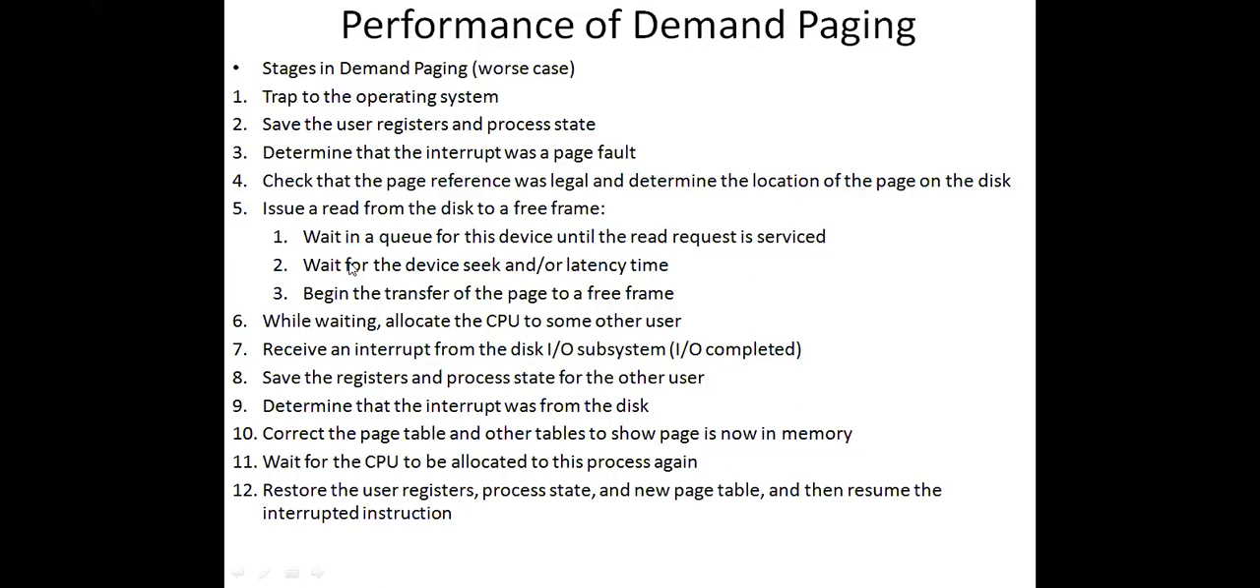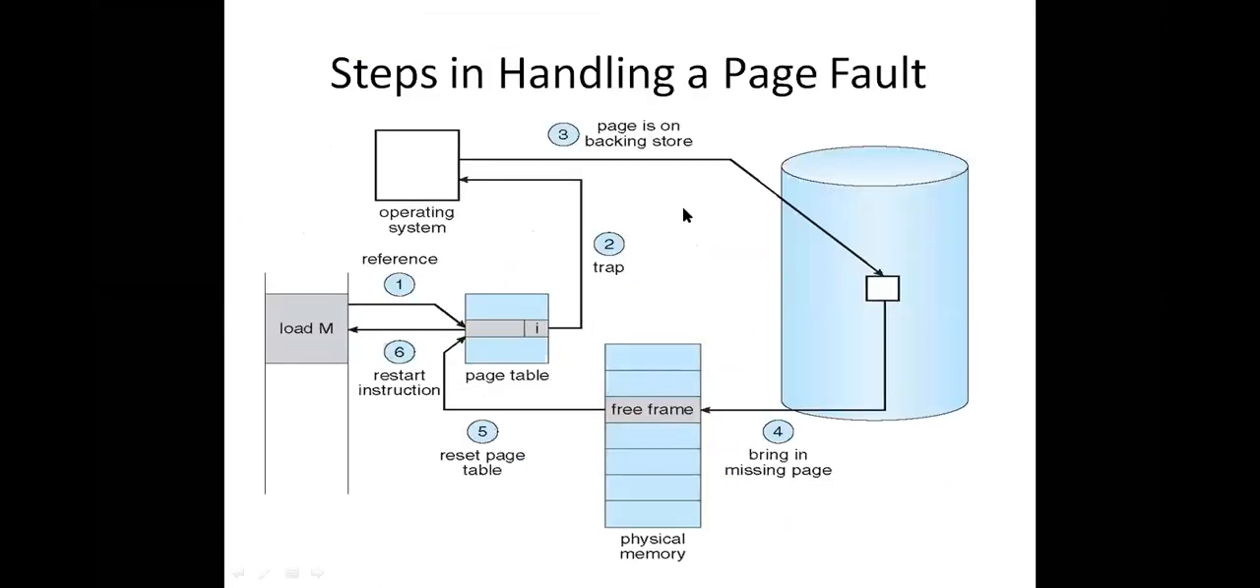Okay, for that purpose it takes some time. Why? Because we need to take the required page from a disk, right? As a disk is a secondary storage device, it takes some time to copy or load the page from secondary memory to main memory. So wait in queue for this device until the request is serviced. Wait for the device seek and latency time. Device seek and latency means this is a big disk, right? To move to the particular location where the required page is available, it takes some time. That is called seek time. Seek time means the time it takes to reach the required position in a disk.